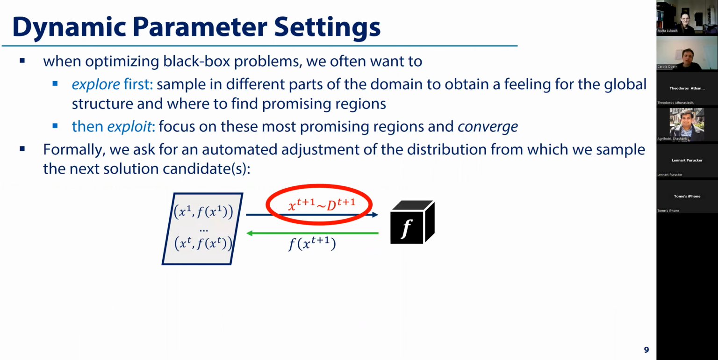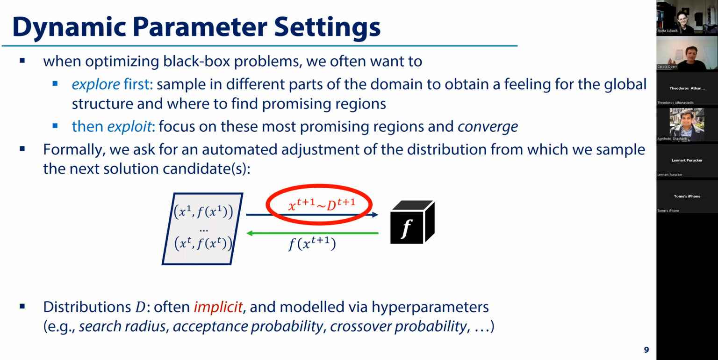Okay, so just one technique, don't be afraid. I won't go into very technical content today, but essentially we could describe this problem as: we want to control the distribution from which we sample our next query or our next solution candidate. Luckily, we don't need to be math geeks to understand how to change these distributions, because typically these distributions are implicitly given and modeled by a few hyperparameters.